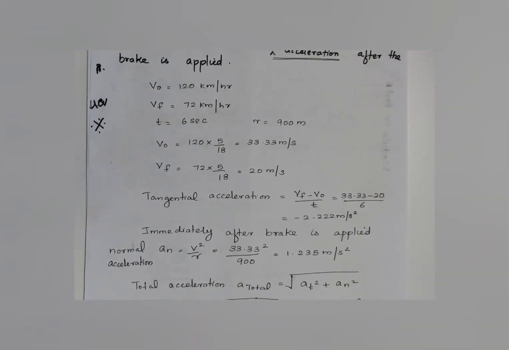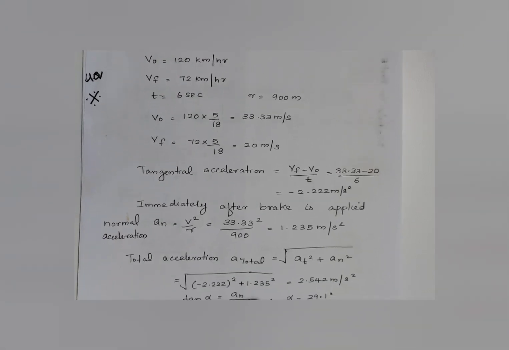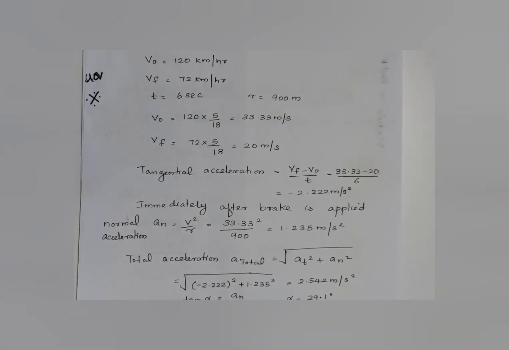So you have to convert into meter per second. V0 is equal to 33.33, Vf is equal to 20 meter per second, and the tangential acceleration is equal to (Vf minus V0) by t, that is equal to (33.33 minus 20) by 6, that is equal to minus 2.22 meter per second squared.